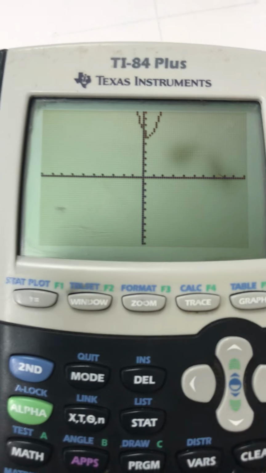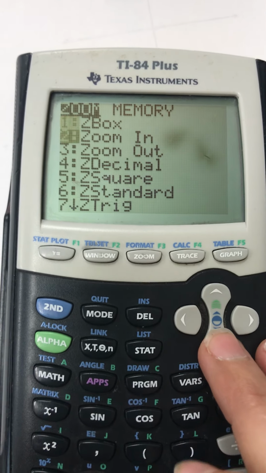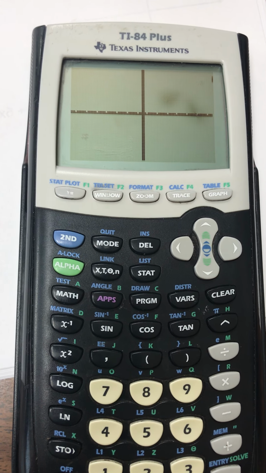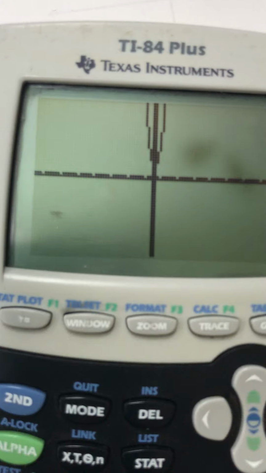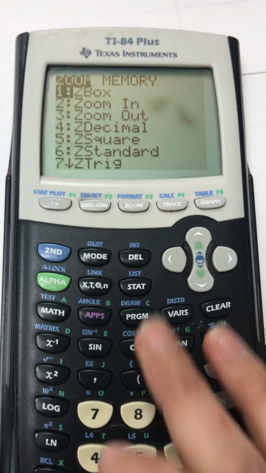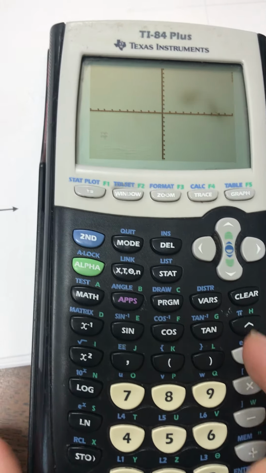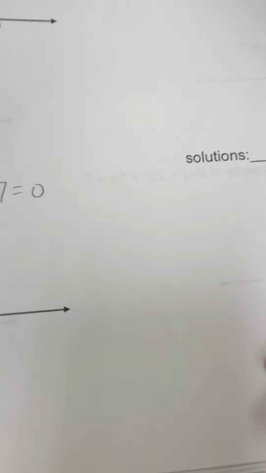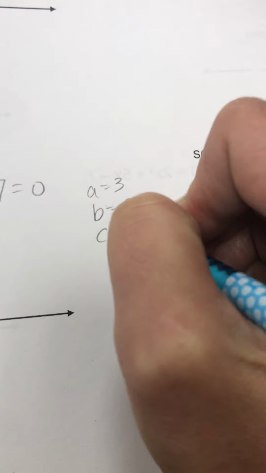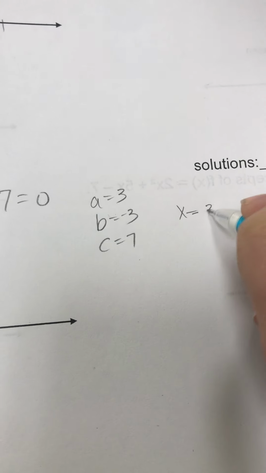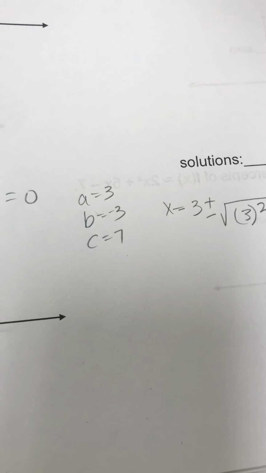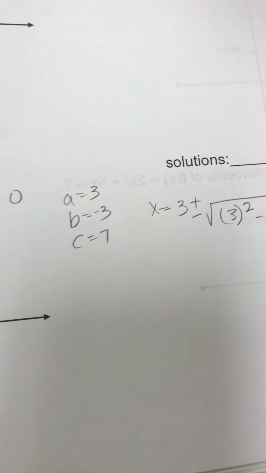Oh yeah, it's way up at the top. If you want to zoom out, you can always zoom out to see it better. You can go to zoom and hit 3, and then hit enter. It's going to zoom way out. Now you can still see it still doesn't cross the x-axis. I'm going to go back to standard just so I don't forget to flip back. But we know it doesn't, so we're going to have to use the quadratic formula. So our a is 3, our b is negative 3, and our c is 7. So you're going to have x is equal to 3 plus or minus the square root of 3 squared minus 4 times 3 times 7. Oops, sorry, you can't see.